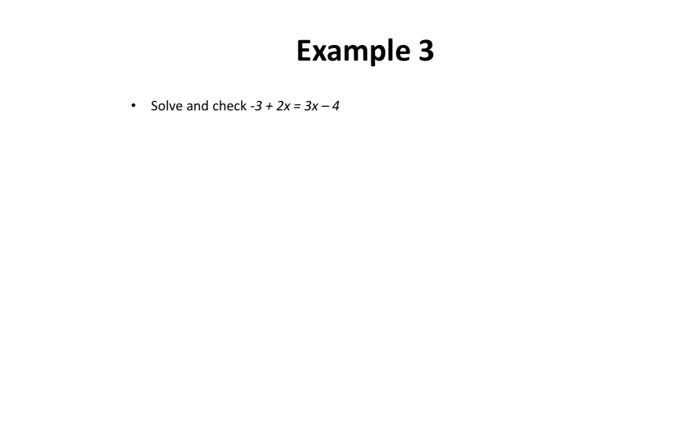In our last example, we want to solve and check negative 3 plus 2x equals 3x minus 4. What you want to do is rewrite the equation. Next, you want to simplify both the left side and right side of the equation. On the left side, we have unlike terms, so we're going to leave them. On the right side, we have unlike terms, so we are also going to leave them.